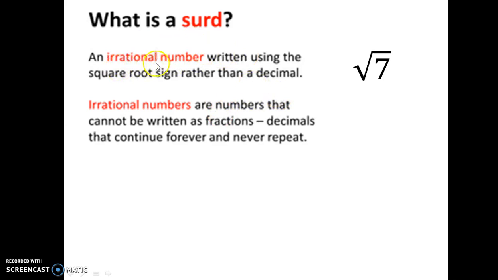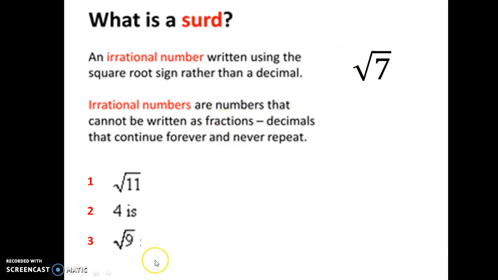A surd is an irrational number written using the square root sign rather than a decimal. So here's an example of a surd. We know this is irrational. This is not a perfect square root, like root of 4 would make 2 or root of 9 would make 3, but this one is irrational. So if you actually calculated that, you would get a decimal that goes forever and never repeats. And that kind of decimal obviously is impossible to write because it goes forever. So we keep irrational roots in this form, and this form is called a surd. All right.